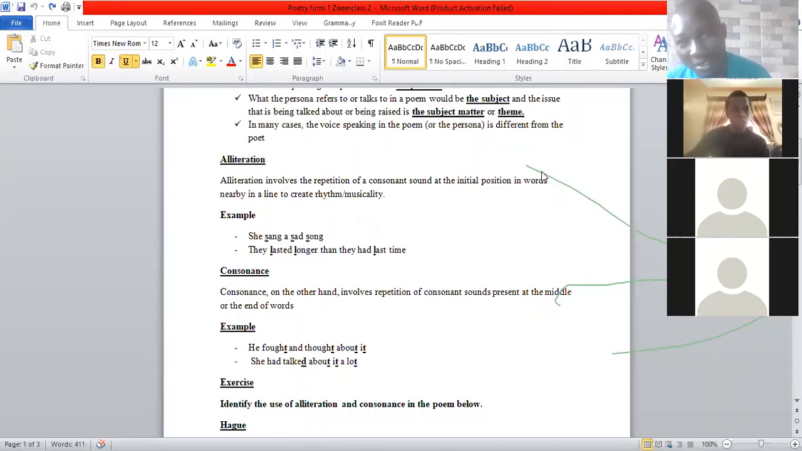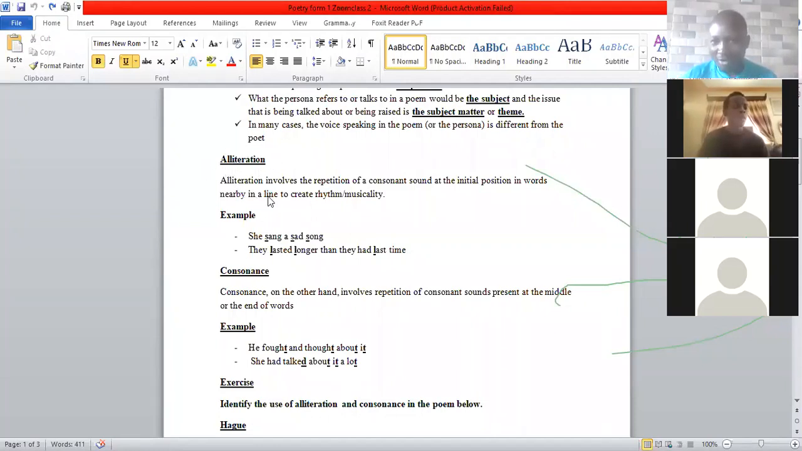Categorized into primary and secondary. We'll look at them maybe later. So alliteration purely involves consonant sounds, and these consonant sounds come at the beginning of words, and these words are close together in a line of a poem. I don't know whether I'm making these simpler.